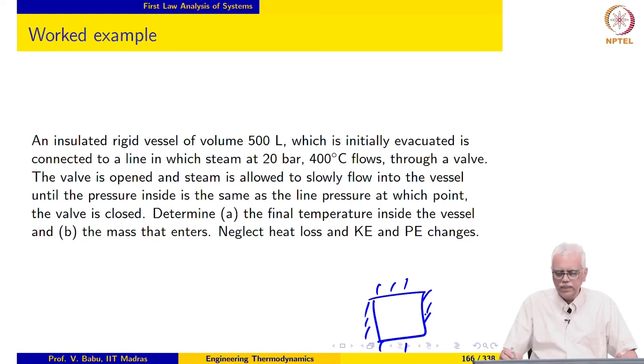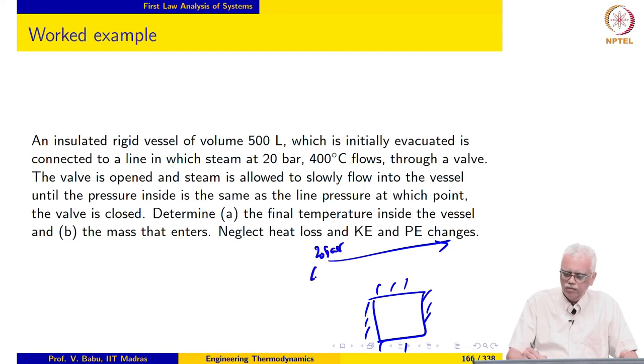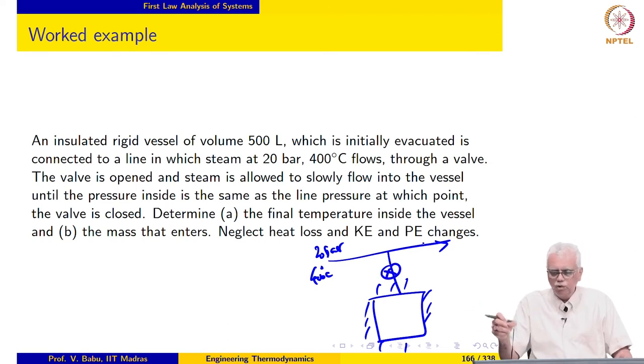It is connected to a line in which steam at 20 bar, 400 degrees flows through a valve. So here is the line in which steam at 20 bar and 400 degrees Celsius flows. It is connected through a valve to this line. So we open the valve and steam is allowed to slowly flow into the vessel until the pressure inside is the same as the line pressure, which is 20 bar, and then we close the valve at that instant.